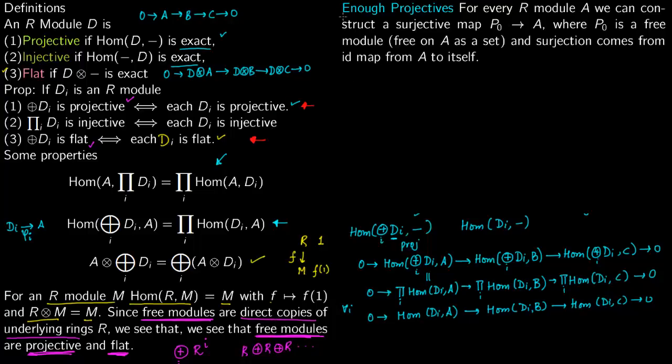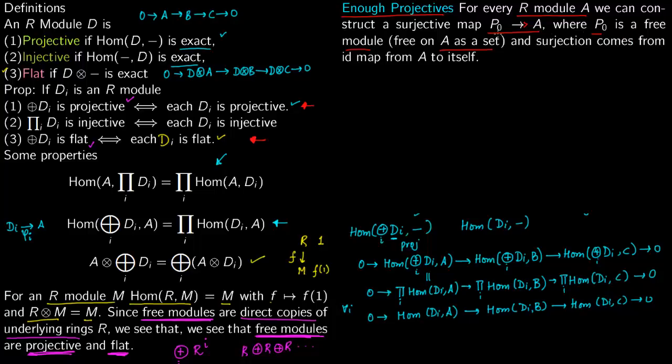Now this is very important here: enough projectives. For every R module, say A, we can construct a surjective map from P0 to A, where P0 is a free module, free on A as a set. So you can always have a surjective map like this. What you do is you take all the elements of A as a set and you generate a free group out of it. So it is free on the elements of A as a set.